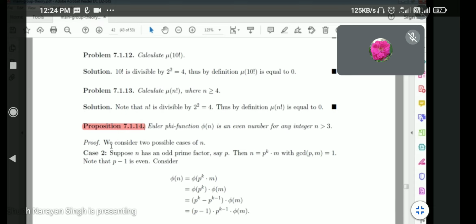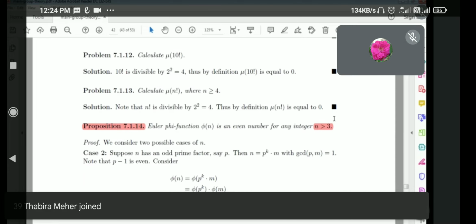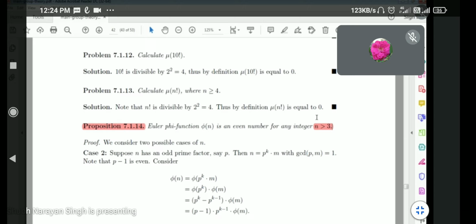If n equals 4, then phi of 4 is equal to 2. If n equals 5, then phi of 5 is equal to 4, and so on. So you can see that for any positive integer n greater than or equal to 3, phi of n must be an even number. You can also observe this by taking any positive number greater than or equal to 3: phi of that number is even. Like n equal to 10, phi of 10 is equal to 4.